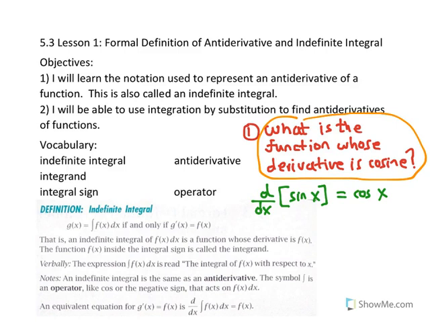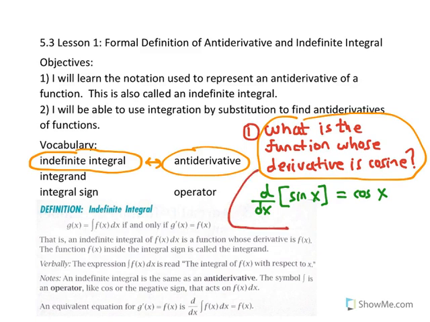And how do we represent an antiderivative? We use the notation called an indefinite integral to represent an antiderivative. So here's how we represent this question using mathematical notation. We write that as the indefinite integral of cosine x with respect to x. And the function whose derivative is cosine is sine.